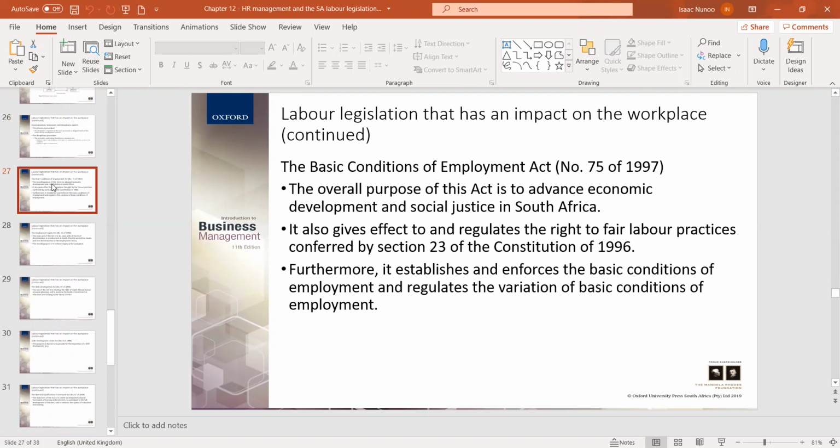Now, we can also talk about some of the basic laws in terms of the Act. We have the Basic Conditions of Employment Act, Act number 75 of 1997. The overall purpose of this Act is to advance economic development and social justice in South Africa. So it gives effect to and regulates the right of fair labor practices in the job field.